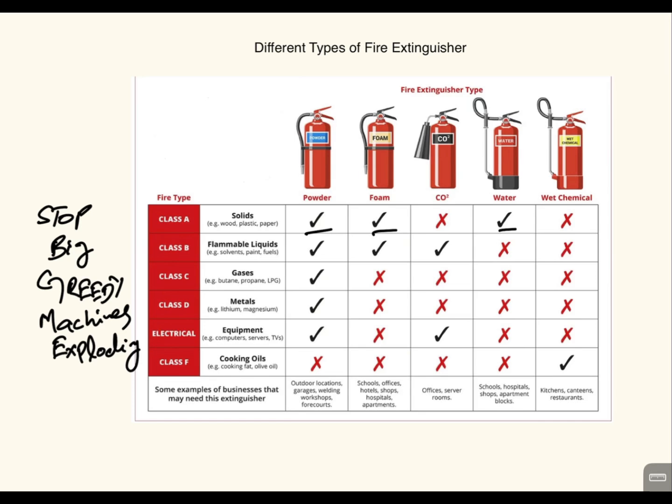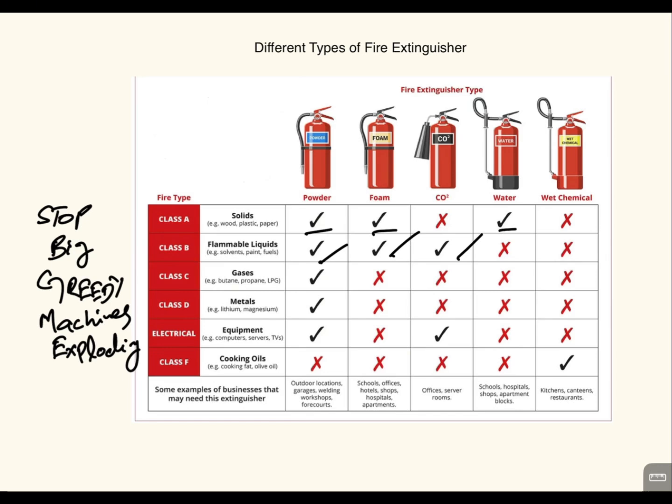So if we talk about class B, it is for boiling and burning stuff, right? Burning liquids like fuels, paint, so flammable or burning, let's say, or boiling, we would say. For this we can use powder, foam, and CO2, right?